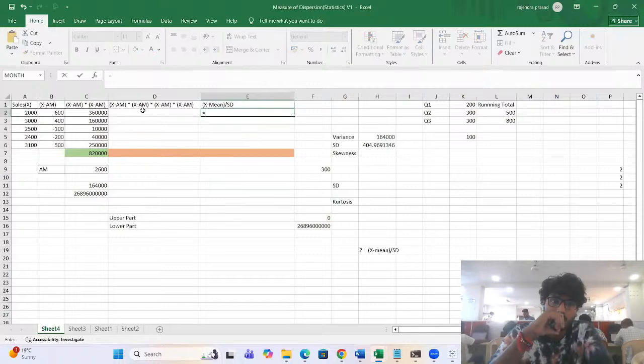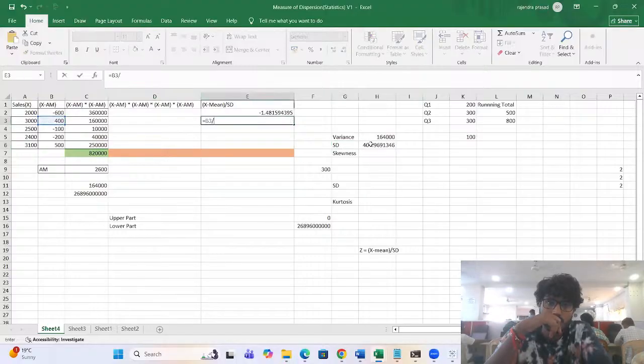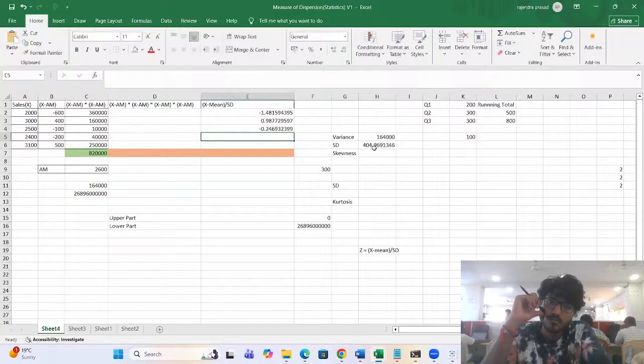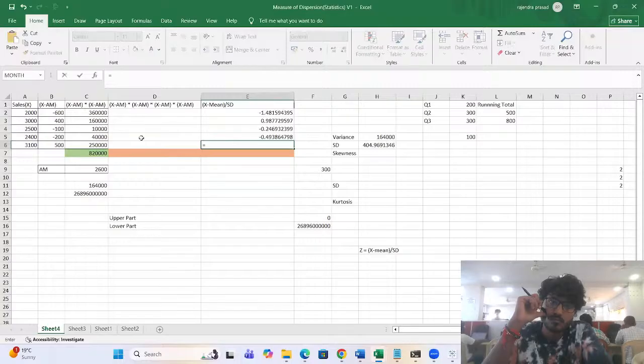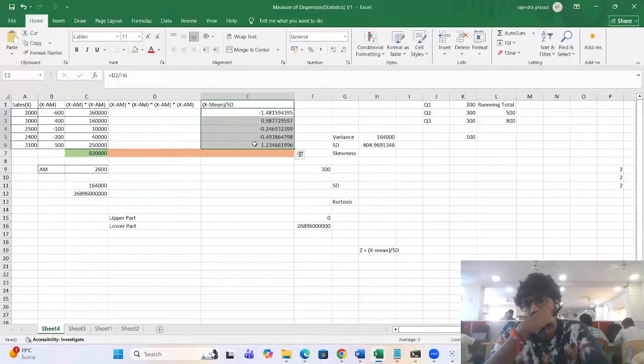So it is equal to X minus mu divided by sigma. Same way, X minus mu by sigma. This is how you calculate the Z score. This is the manual way of calculating. To get the Z score for each and every observation, you need to go by X minus mu divided by sigma.